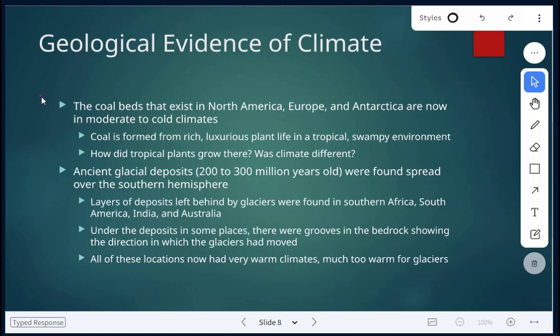Was the climate different? Ancient glacial deposits, 200 to 300 million years old, were found spread over the southern hemisphere. Layers of deposits left behind by glaciers were found in southern Africa, South America, India, and Australia. Under the deposits in some places, there were grooves in the bedrock showing the direction in which the glaciers had moved. And all of these locations now had very warm climates, much too warm for glaciers.